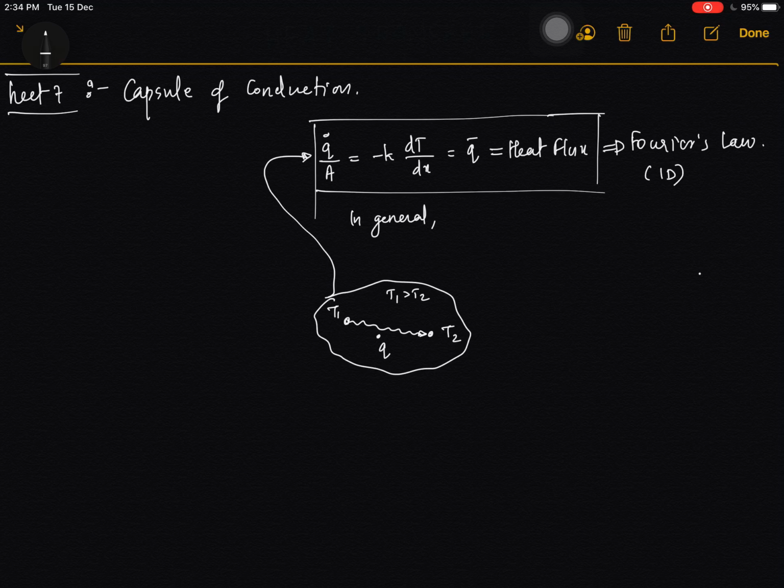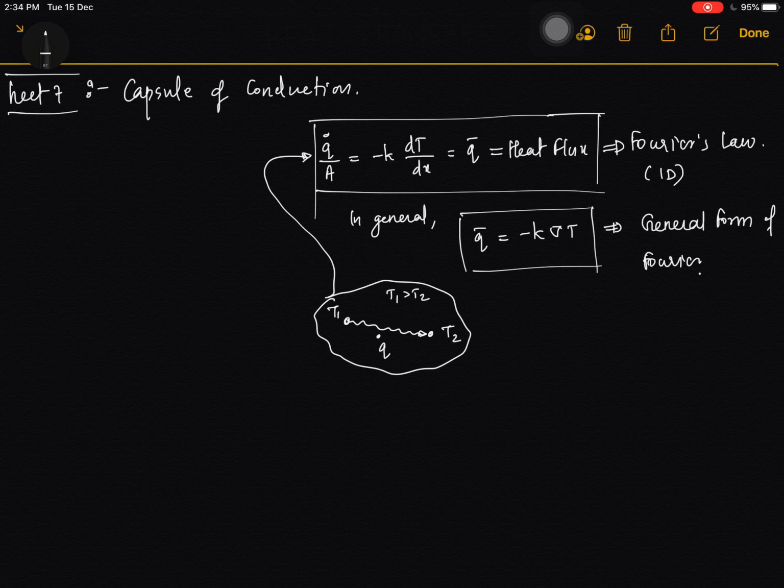So in general, we can write this Fourier's law as Q bar is equal to minus K del T, and this equation is called the general form of Fourier's law. Okay. So in the chapter of conduction, we studied the general form of heat conduction.